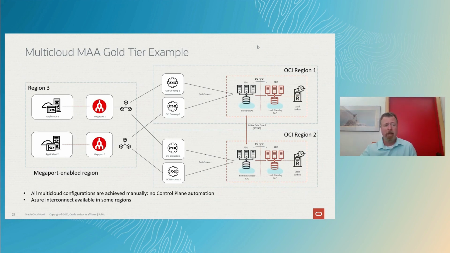With a region 3, this would be a third-party cloud. Maybe all our application tiers, all the middle tier is running in there, and then it's integrated with the database cloud, maybe via Azure Interconnect. And you can see a gold setup on the right-hand side, right? We have two regions, OCI Region 1 and OCI Region 2. We have Active Data Guard between them, async. We have a local standby with RAC. And then we have local backups configured as well. So this is one setup that you can have.